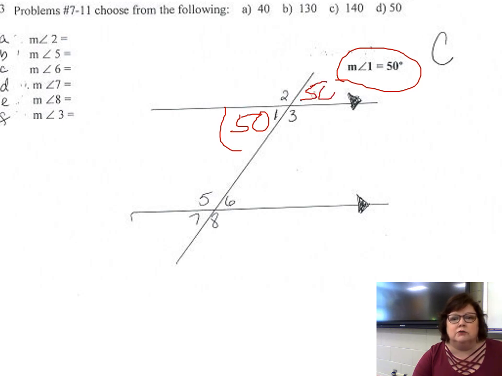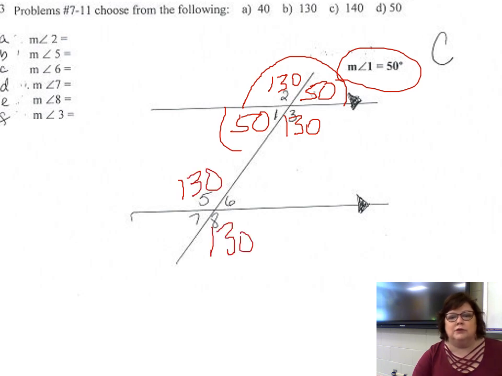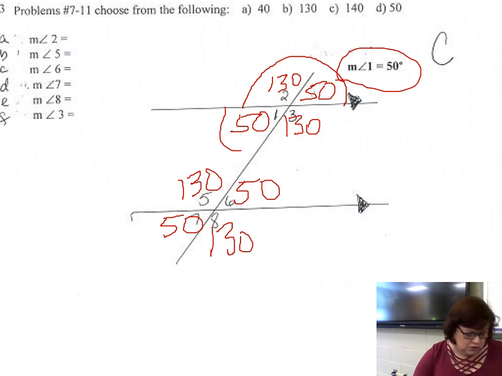Let's do the verticals. Okay. Supplementaries, old school, 180 gives me 130, 130, and then the jump. Everything there matches. Top left, I got 130. Bottom right, I got 130. Top right, I got 50. Bottom left, I got 50. And then you're just filling in your numbers. Okay? They'll be on the side when the time comes.